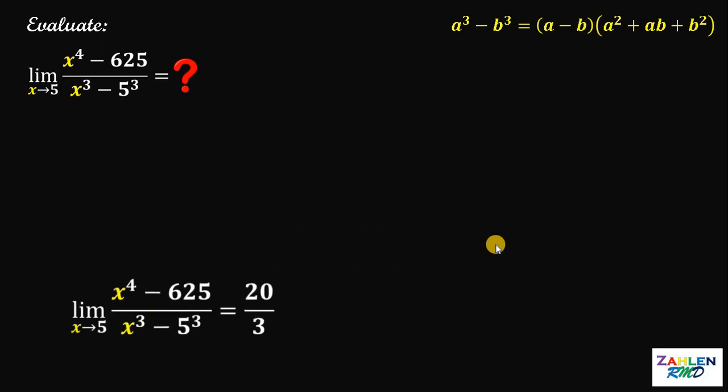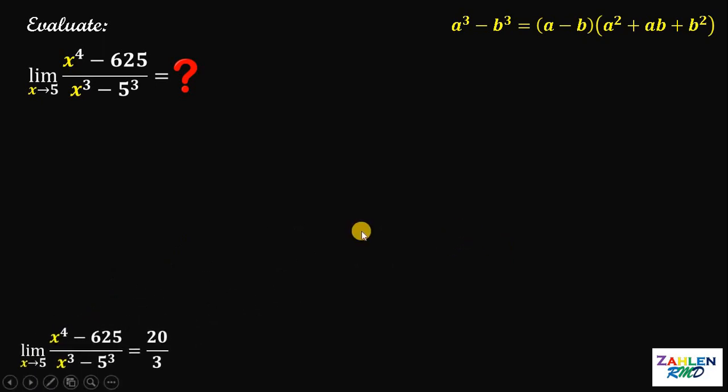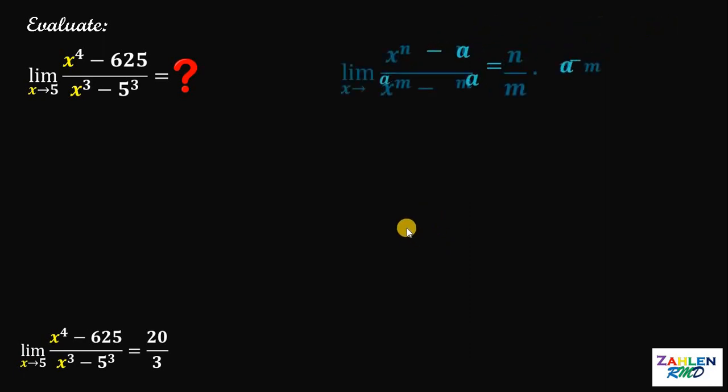Now, let's set aside this result for a while. Now, at this point, let's have the shortcut. Now, if we have this kind of pattern, the limit of x raised to n minus a raised to n, wherein a is a constant, all over x raised to m minus a raised to m as x approaches a, it is equivalent to n over m times a raised to n minus m.